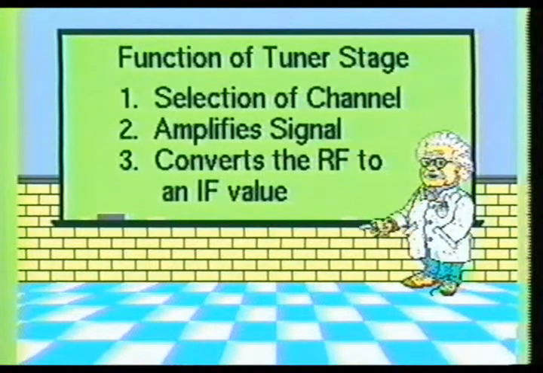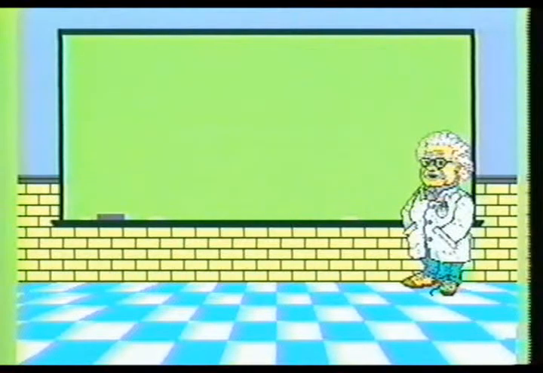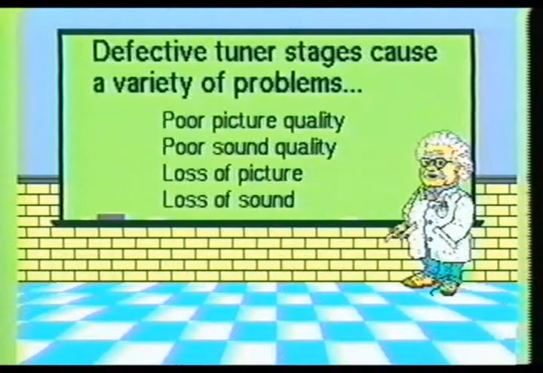The tuner section has 3 main functions. First, it selects the desired channel. Second, it amplifies the weak RF signal. Third, it converts the RF signal to a much lower intermediate frequency value. Defects in the tuner stage can cause problems in the image, color, and sound reproduction within the television receiver.